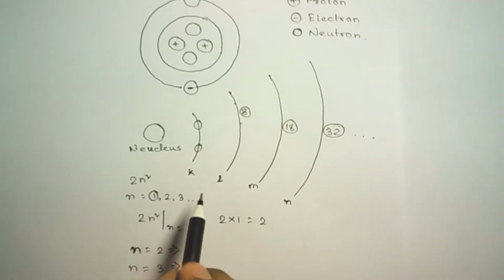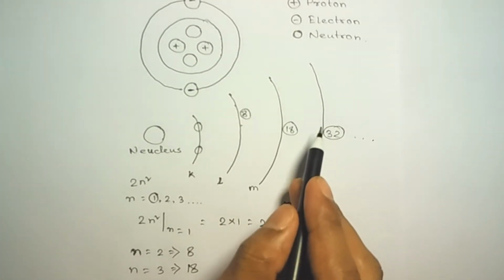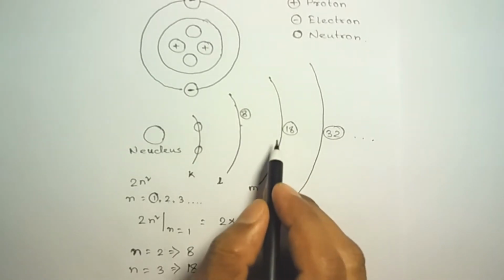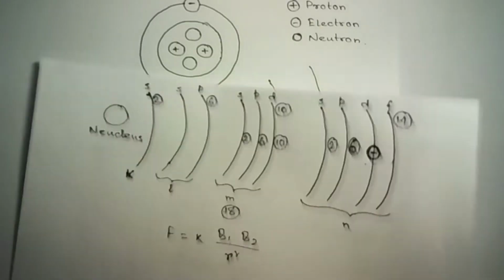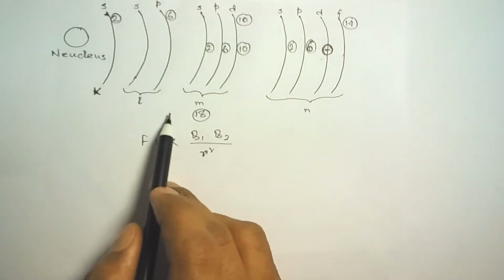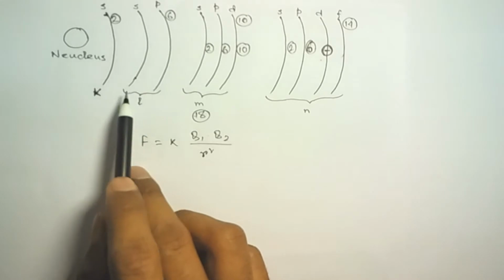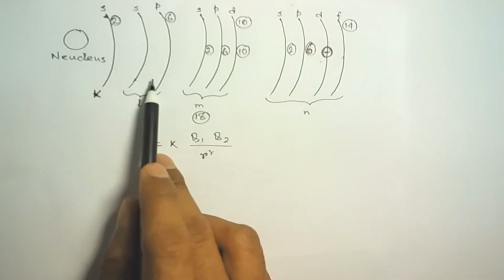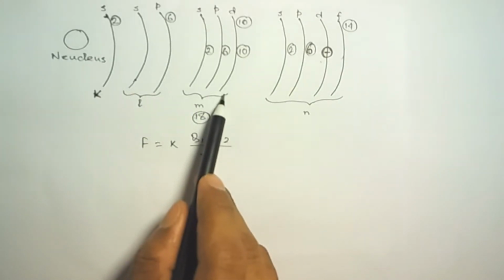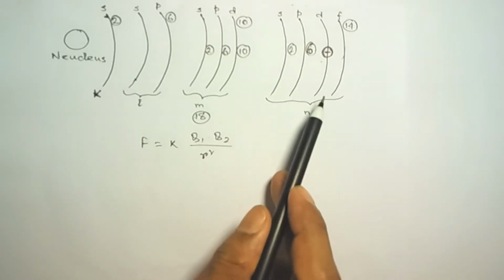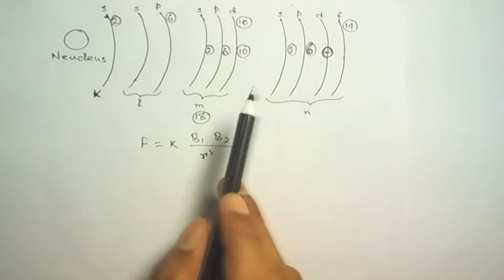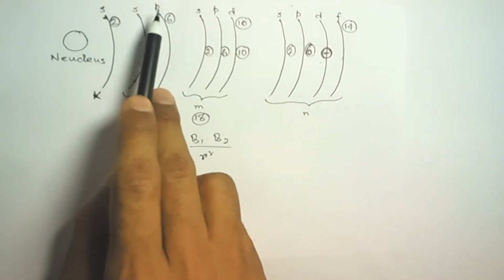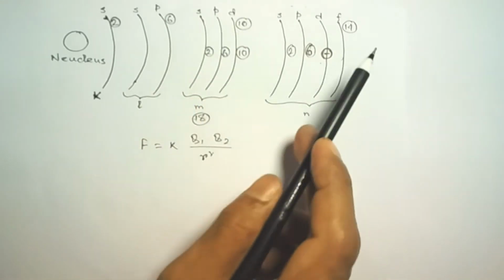So is it true that in one path 32 electrons are revolving? In case of M, 18 electrons are revolving in one path? To understand this issue, we have broken down each shell into a few subshells. This is L. In case of L, we have 2 subshells. In case of M, we have 3 subshells. In case of N, we have 4 subshells. So the first one is S, second one is P, third one is D, and fourth one is F.